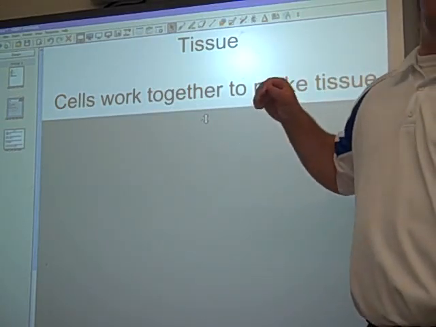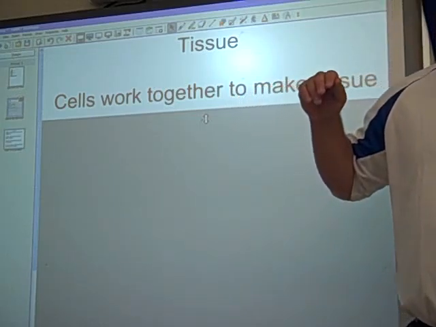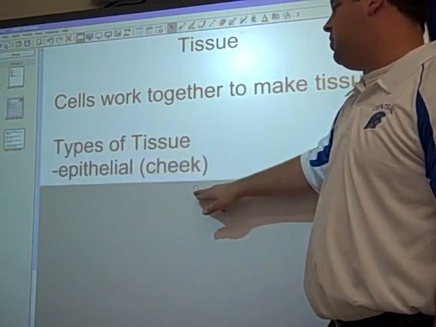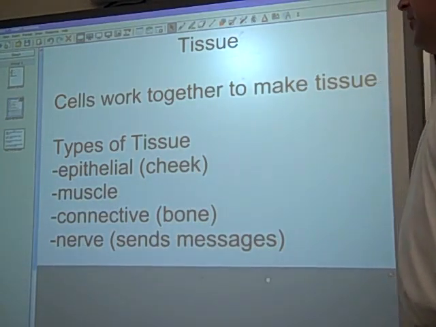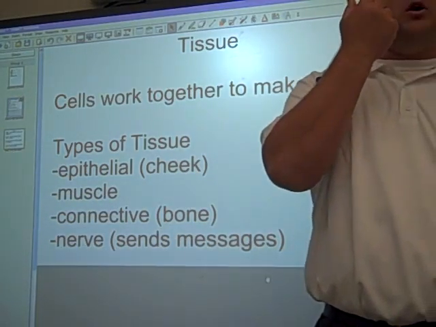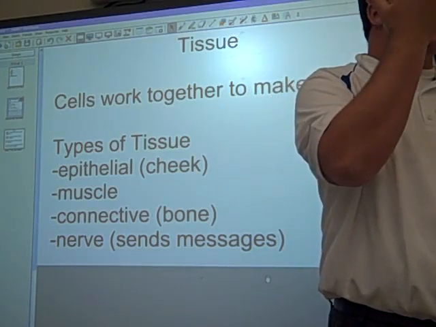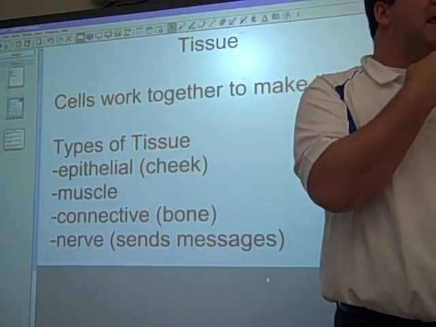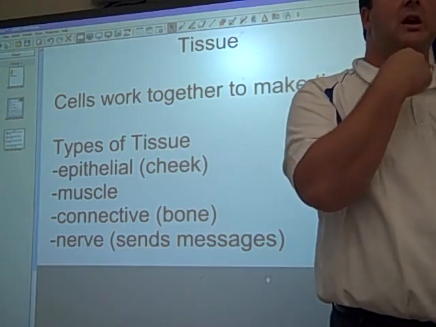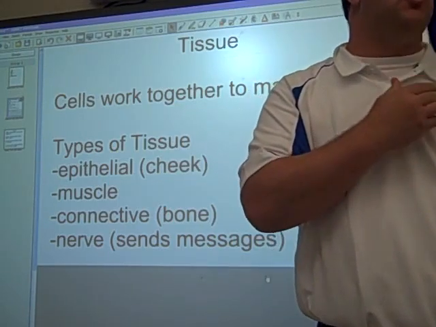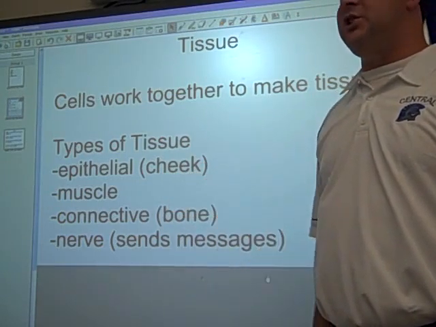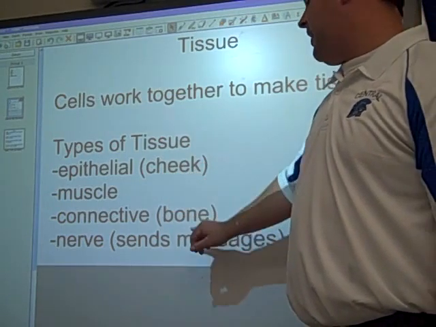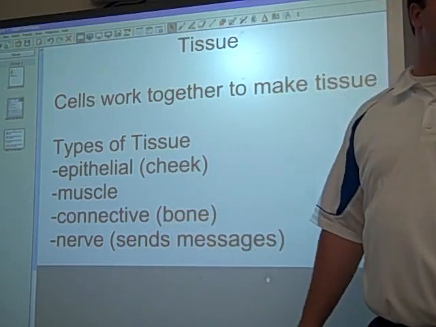The next set of notes Matt said was what? 4 different kinds of tissue. We have different types of tissue. We have epithelial. Epithelial are the cells that line different parts of our body. Inside of our cheek is epithelial tissue, absorbs, it lines. Okay? We have muscle tissue. We have connective tissue, which is bone.